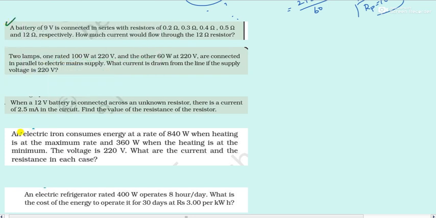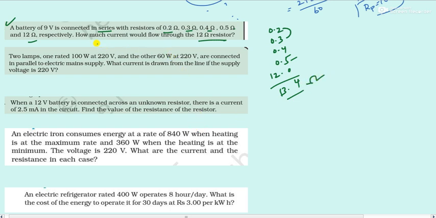Okay. Next question. A battery of 9 volt is connected in series with this and this respectively. How much current would flow through the 12 ohm resistor? Okay, so first they are in series, so let me add them first. Total resistance will be 0.2, 0.3, 0.4, 0.5. When we add, and this is 12, 12.0. So 5, 5, 10, 10, 10, 14, 1 carry, 2, 1, 3, 1. 13.4 is the total resistance.